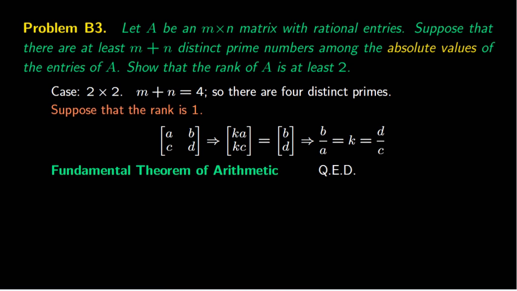So that concludes the proof that this rank being 1 and these 4 things being distinct prime numbers is a contradiction. So these are linearly independent vectors. That's how I looked at this problem.